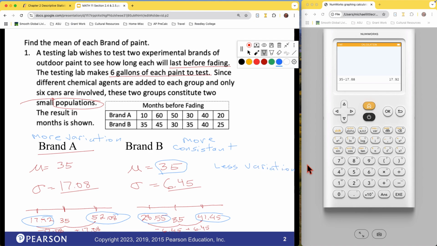And again, it's not whether it's a good or bad thing. Brand A's variation, somebody got 60 months out of this. That's pretty good. Brand B, the highest they got was 45. But if you're looking at a consumer product, typically companies like to be able to say something, and when you buy it, you want to be able to get it. With brand A, someone only got 10 months out of it. There's a very unhappy camper, as we say. Okay, so that's what standard deviation gives us, and now we're going to move through and see what the calculations look like.